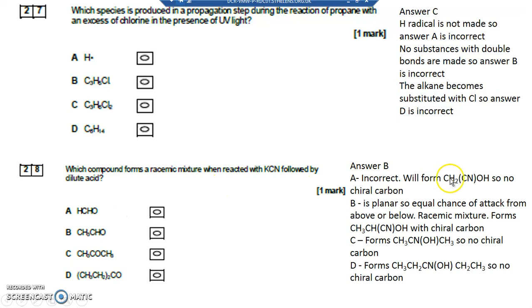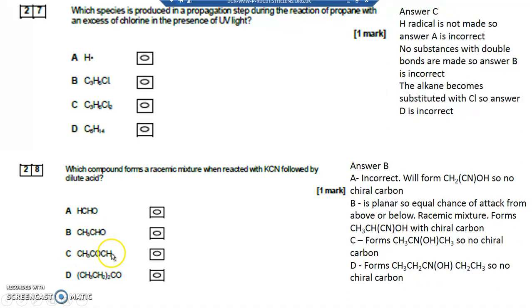So A, incorrect, because you're going to get CH2CNOH. So this C double bond O will become C with a CN and an OH, but there's two H's there on the C, so you've not got a chiral carbon in there, so you can't get a racemic mixture of two different enantiomers because you've not got a chiral carbon. B is a possibility. We think B is correct, so we'll have a look at that in a minute.